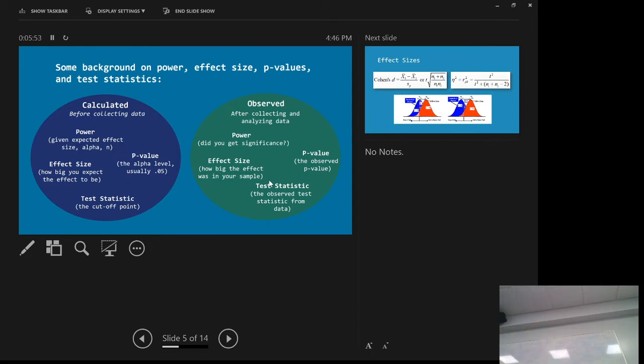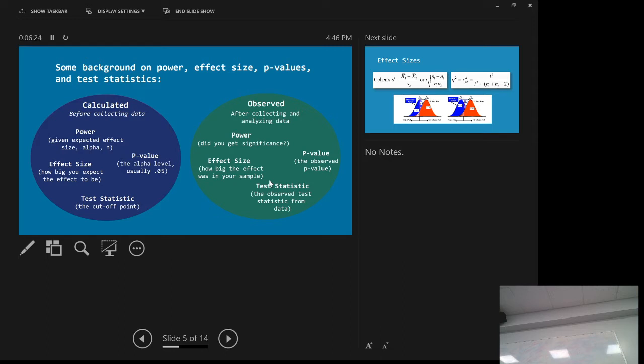So, a little bit more background and lingo. After we collect data, we run and calculate a test statistic, and that could be a Z-score or a T-score, or we introduce kind of F a little bit, like with the Bayes test. And that's going to give us a p-value, the observed p-value. And we're going to be able to calculate an effect size once we have our data in hand, how big the effect was in your sample.